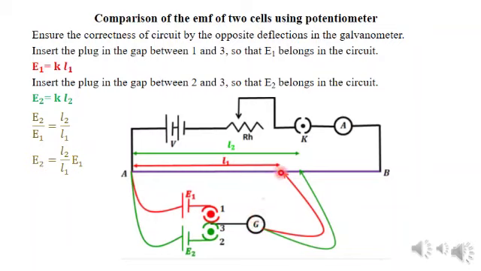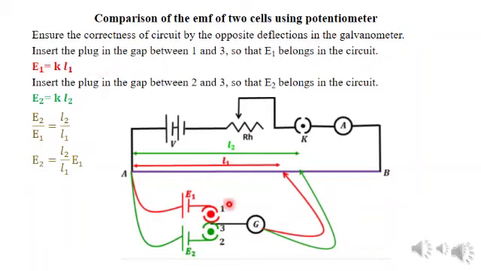After getting null deflection in the galvanometer, measure the length from end A to the point where the galvanometer shows null deflection. This we take as L1. Then, according to the relation between EMF and balancing length that we just discussed, we can write E1 equals K into L1.